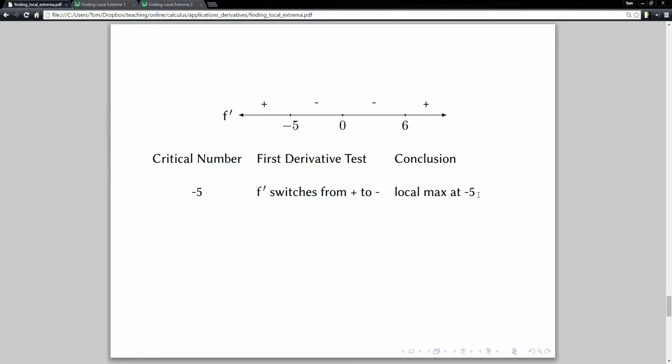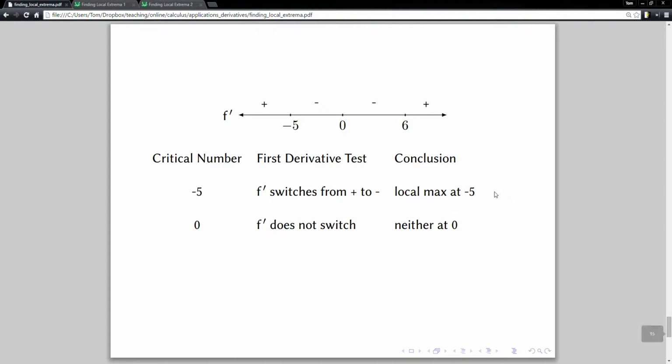Since I didn't give you the original function here, that's about the most we can say. Sometimes they'll ask you for the local maximum value, and so you would take that -5 and plug it back into f to get the y value. We don't have the formula for f, so that's the most we can really say right here. The derivative was positive, which meant the original function was going up, and then the derivative is negative, which meant the original function is going down like this. So we would have a local max at -5.